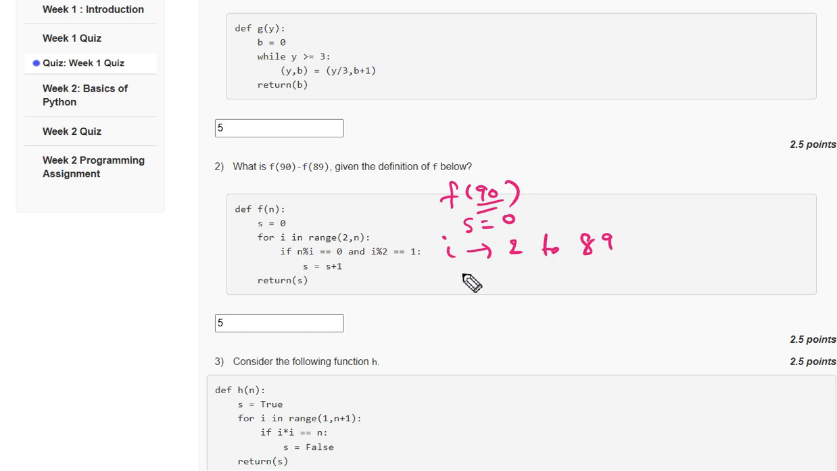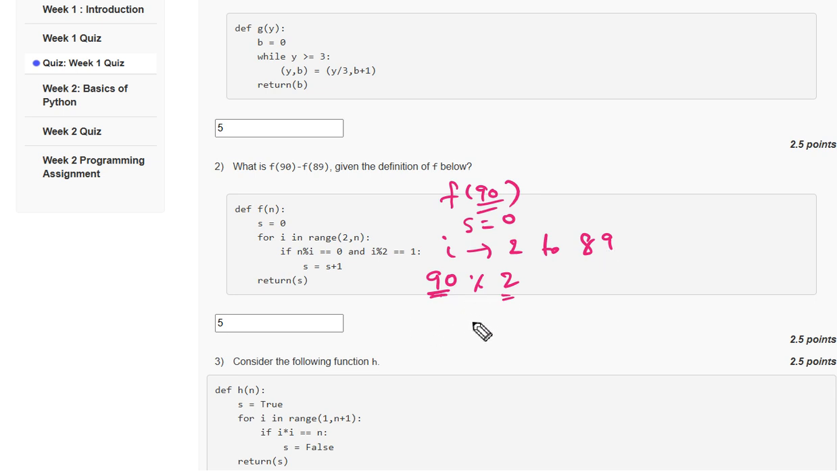If n percentage i, n is 90, 90 percentage i, initial value is 2. So it is going to give the remainder. So that's why we are checking the remainder must be 0. We are checking whether this value is divisible by this value. We need to calculate all the divisors of 90 from 2 to 89.